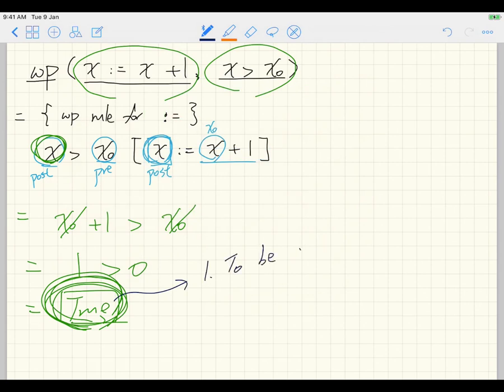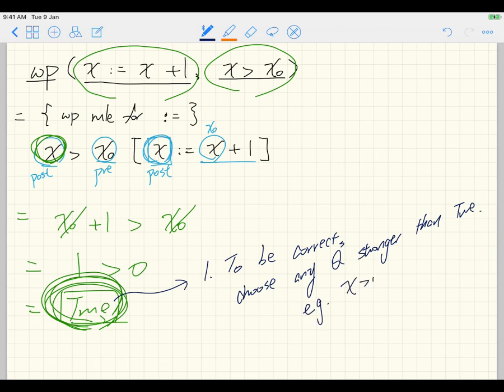To be correct, choose any precondition Q that is stronger than true. For example, you can say x larger than 0, meaning x must be positive. That will work. I can say x should be just 0. I can say x should just be negative. Or I can say it should just be false. That's also fine, as far as correctness is concerned. That's issue number 1. And then, to be appropriate design.